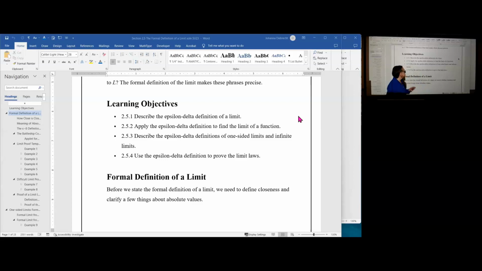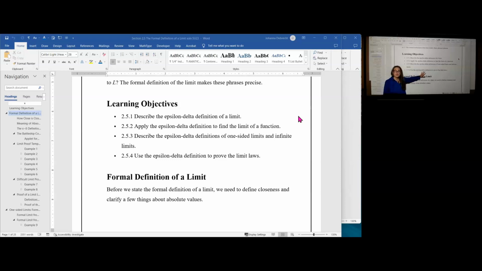Here are the learning objectives that we're going to cover today. Describe the epsilon delta definition of a limit, and epsilon and delta are just Greek letters, like X and A are English letters. When we're looking at the second one, it says we're going to apply this epsilon delta definition to find the limit of a function. Now, we've been finding the limit of a function, but we haven't actually justified why what we're doing works. We need to do that now.